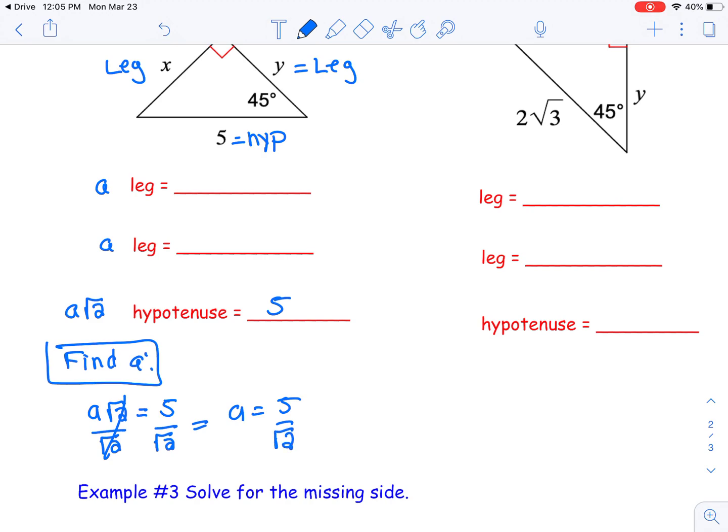You can't leave a radical in the denominator, so we have to rationalize that, meaning we multiply by radical 2 over radical 2, which is like multiplying times 1. So we get 5 radical 2 on top. On the bottom, square root 2 times square root 2 is square root 4. That's a perfect square, so we end up with just 2. So now I know that A is equal to 5 radical 2 over 2.